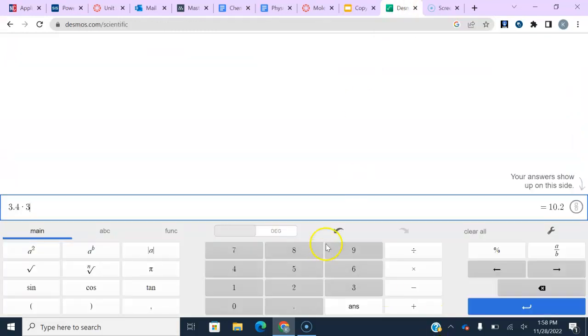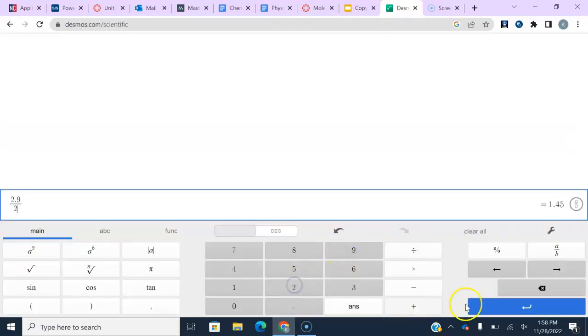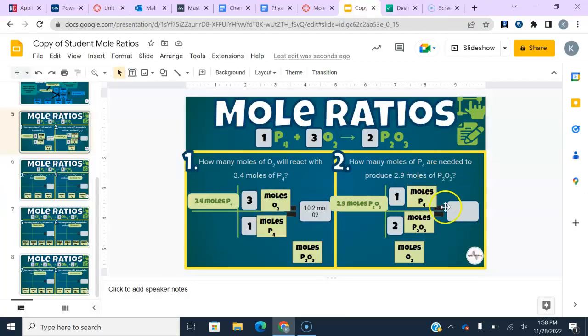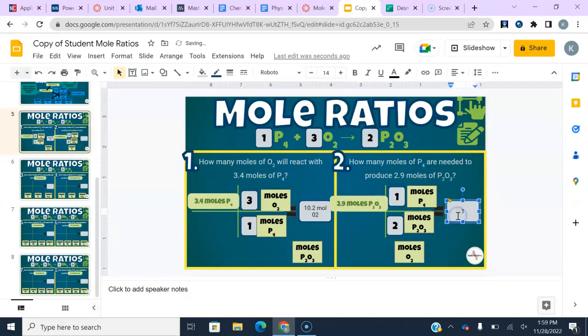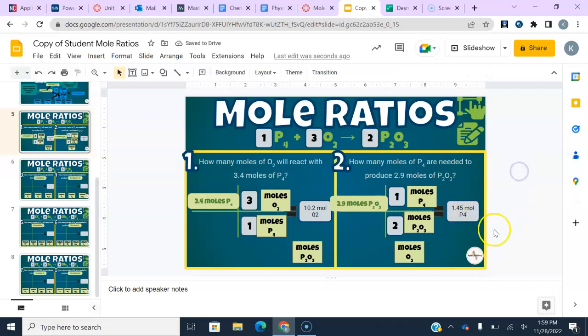So let's go ahead and do that. Again, it's 2.9, which will give us 1.45 moles of P4. And again, we want to keep our units so we're sure we know we have them right. Our P2O3 are canceling out, which is leaving us with our P4.